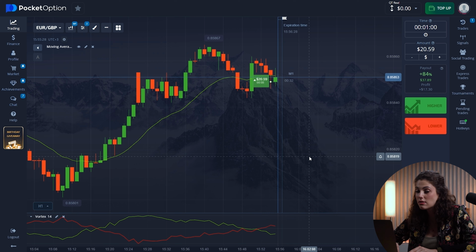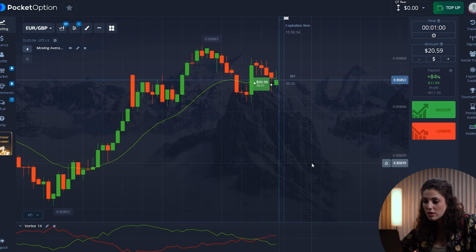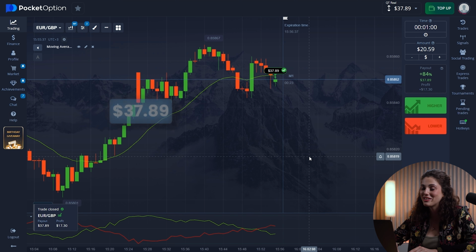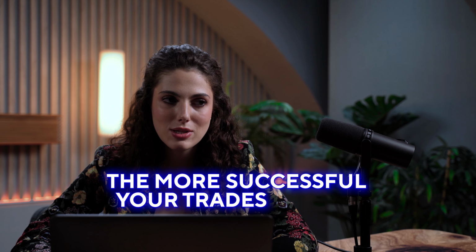I'm relying a bit on luck now. The trade is closing and it's in the green. You need to not only look at indicator signals, but also use technical analysis. The faster you read the information from the chart, the more successful your trades will be. We've covered these points. Let's move on.